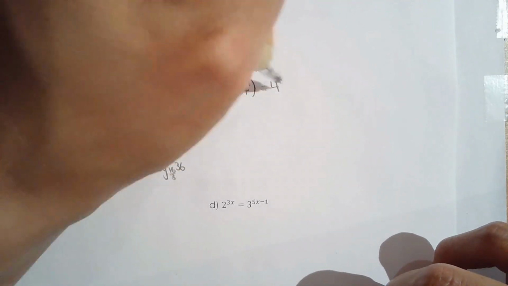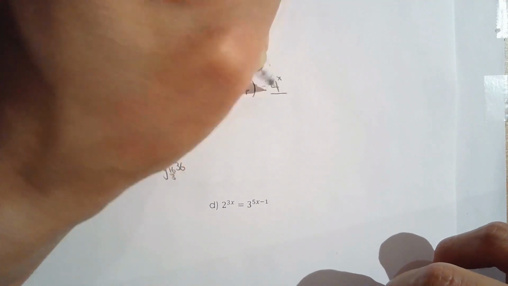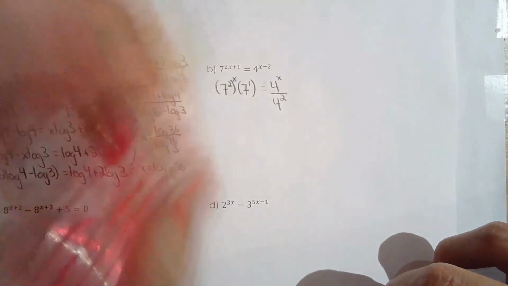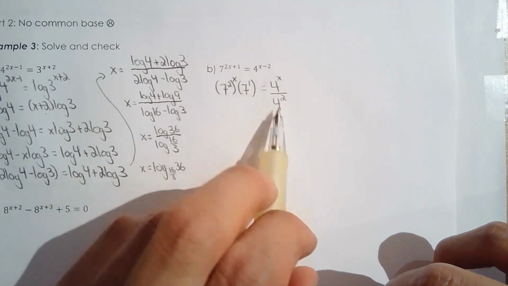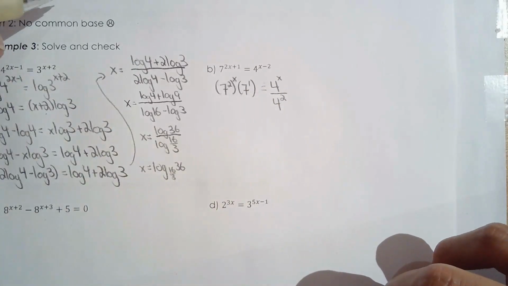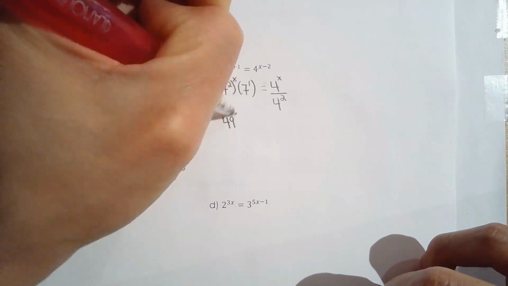Now 4 to the power of x minus 2, I can write it like this. Because in grade 9 we said that if you subtract exponents, you're basically dividing powers with the same base, okay? So I'm going to clean that up a little.